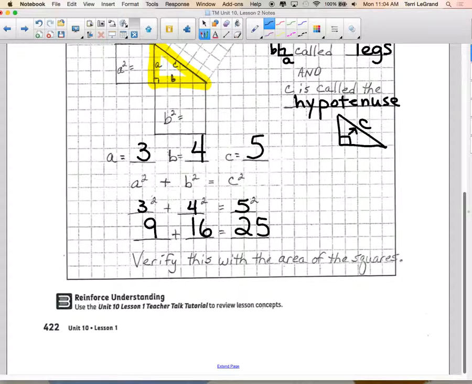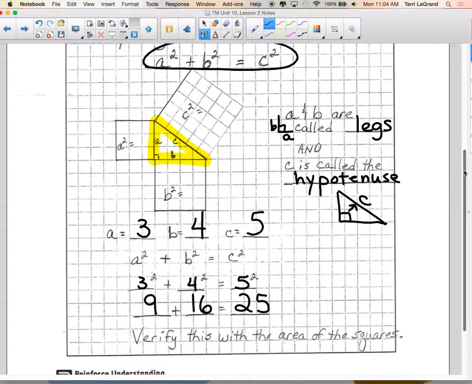Okay. So let's verify this with the area of the squares, because that's what it is saying. If you square the sides, adding the legs squares together, you should get the hypotenuse squared. So count up how many squares are there in that square off of side A. What's A squared? 9. There's 9 little squares, right? Is that a 3 by 3 square? Yep, it's 3 long by 3 wide, and it forms a square with 9 units squared.